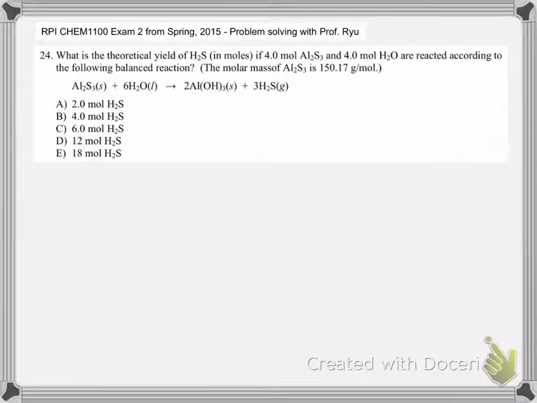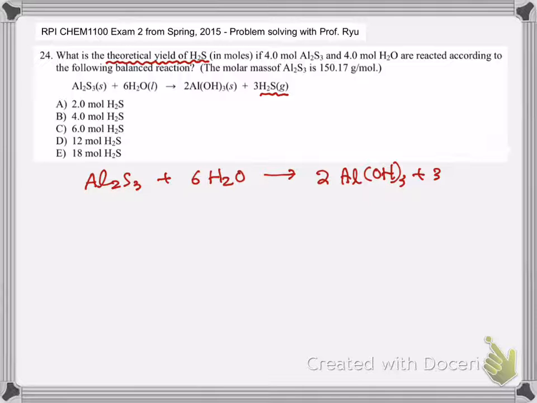Problem 24 is asking, what is the theoretical yield of H2S? H2S is shown up here, and it is being produced by reacting aluminum sulfide and the water shown up there. Let me rewrite it. Aluminum sulfide and water will react. It will produce 2 moles of aluminum hydroxide plus 3 moles of H2S.